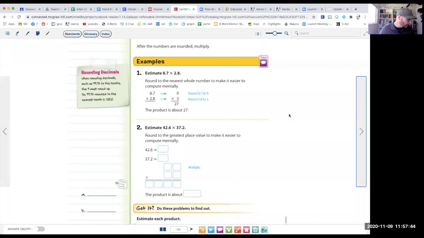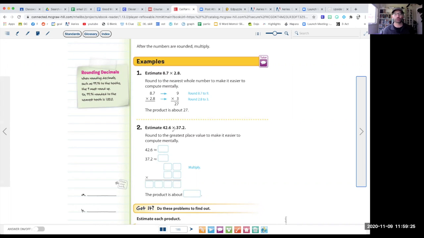Okay, so now let's go to page 186. Okay, so now let's look at some examples here. Here they give us 8.7, right? And so it's 8.7 times 2.8, and so 8.7 becomes a 9, 2.8 becomes a 3, 9 times 3 is 27. So we know that the product is about 27.